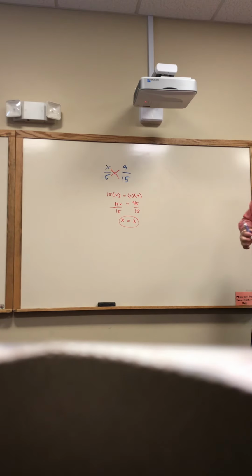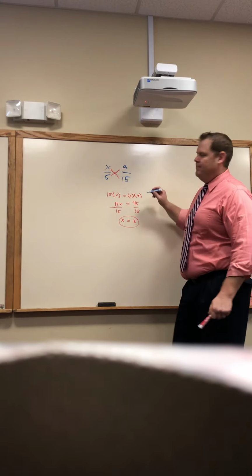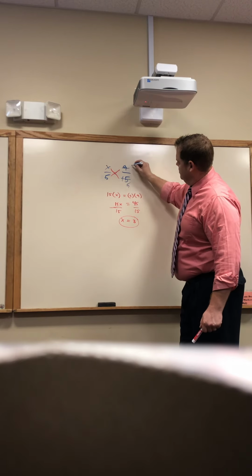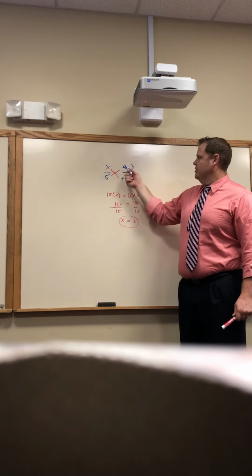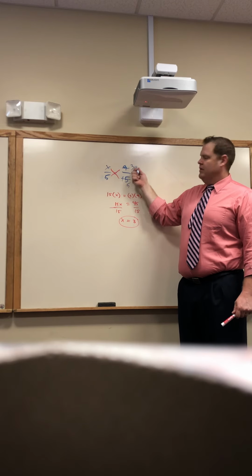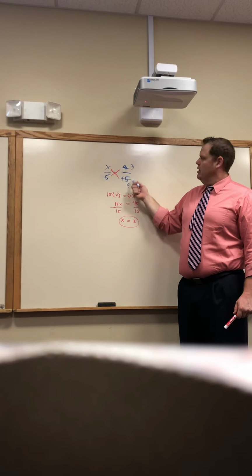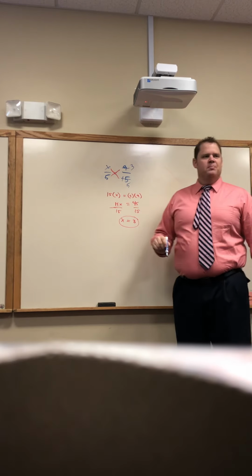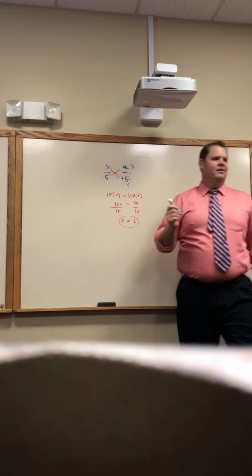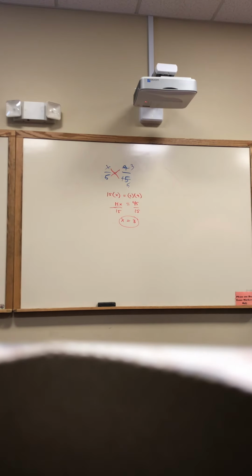Now, I don't want to confuse you, but everybody watch. Here's how I would have solved this problem. I would have canceled top and bottom. 3 goes into 9 three times. 3 goes into 15 five times. x over 5 equals 3 over 5. What does x equal? You can do that if you choose to. It's not wrong. I'm not saying you have to do it that way. I want to give you an alternative way to solve.